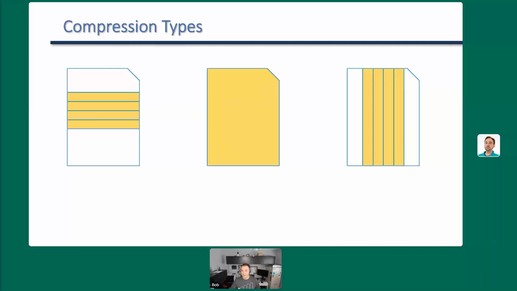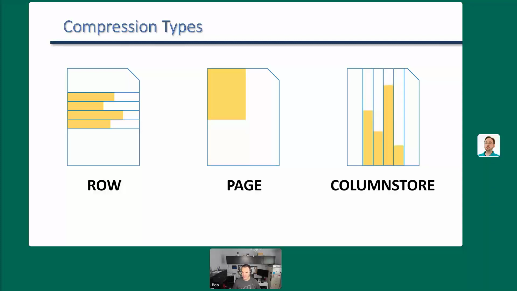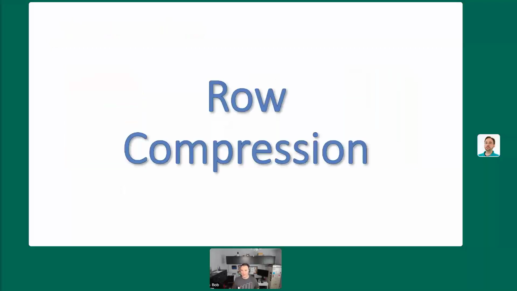So to talk about the compression types very briefly, or not briefly, but just to show them and what is probably the most impressive PowerPoint animation I've ever done, we have what's called row compression, there's page compression, and then finally we'll talk later about column store. So with that, let's dive in and actually discuss how row compression works in SQL Server.